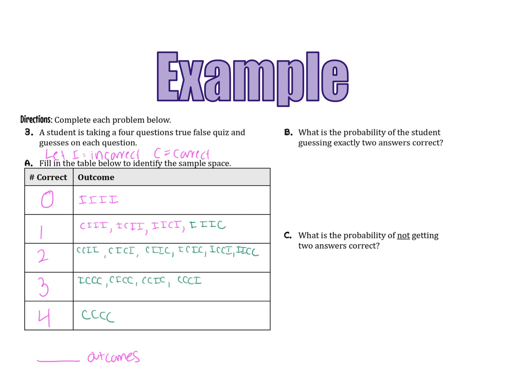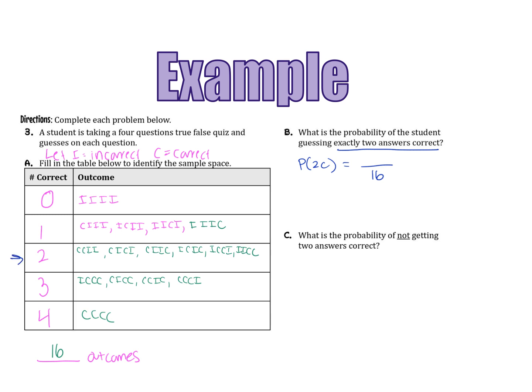All right, so hopefully you had time to work through the sample space. Here is the filled out sample space. There are 16 total outcomes. For part B, we're being asked for the probability of getting exactly 2 answers correct. So I'm going to say the probability of 2 C's. And we know that the total number of outcomes is 16. Of those 16, we want to look at how many of them are 2 correct.